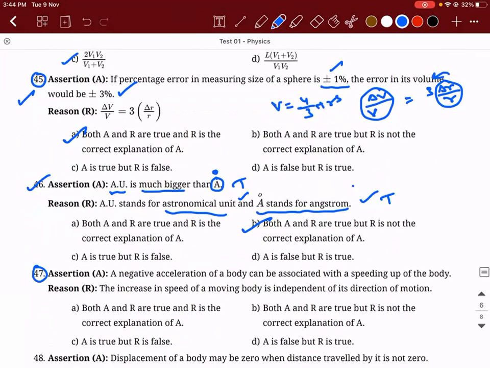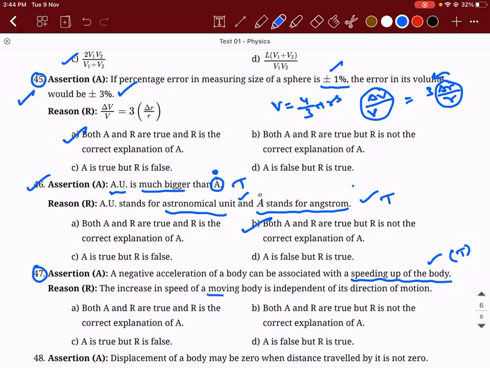47th. A negative acceleration of a body can be associated with the speeding up of the body. Is that right? Means it can talk about the speed of the object. Is it right or wrong? It is true. Because acceleration is negative, it says that the speed of the object is decreasing.